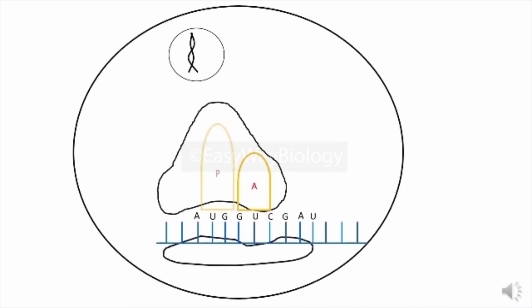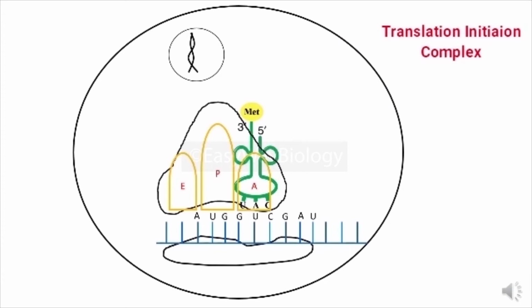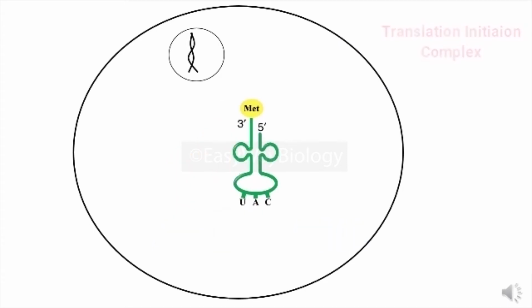Then the initiating tRNA molecule with the amino acid methionine binds to the A site, which is located in the large subunit of the ribosome. This functional ribosome with mRNA and the initiation tRNA is called the translation initiation complex.